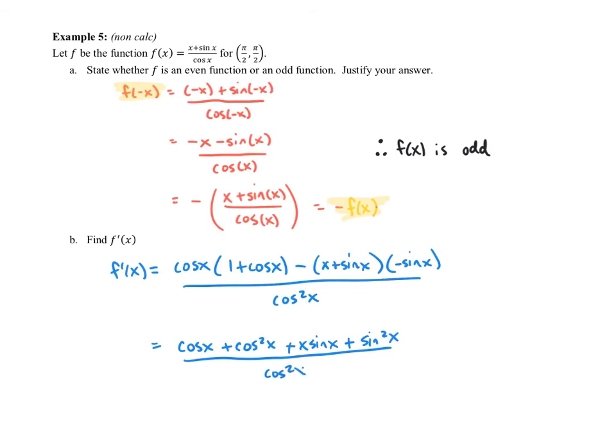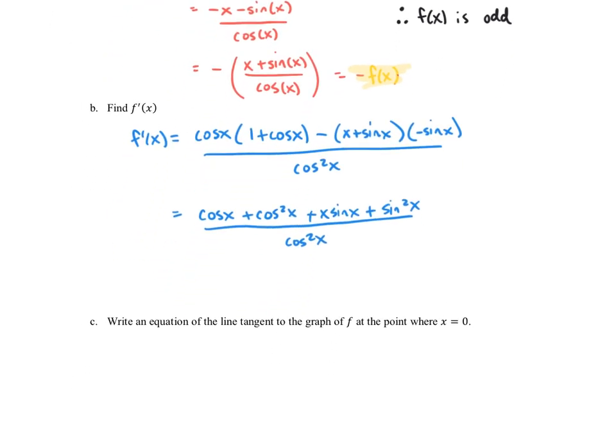All right, if you remember back to your trig identities, cosine squared plus sine squared is equal to 1. So if we were to take these two and add them up, we would get 1, which means that we have 1 plus cosine x plus x sine x divided by cosine squared. And I think that's about as far as we can simplify that one.